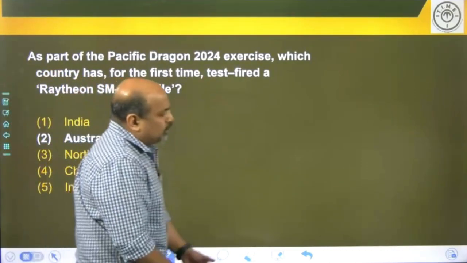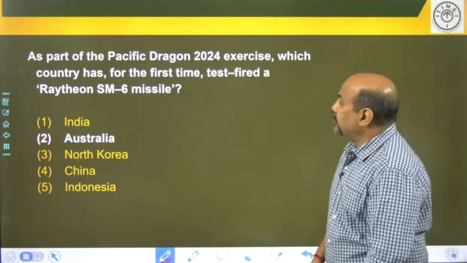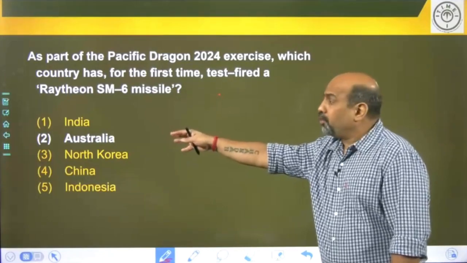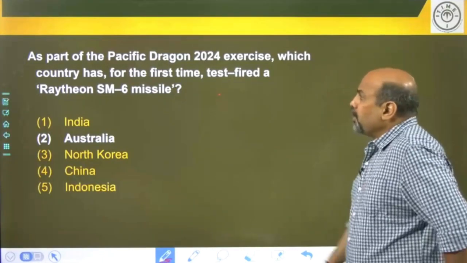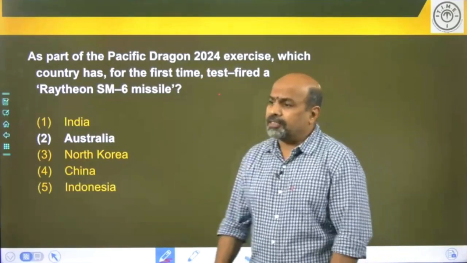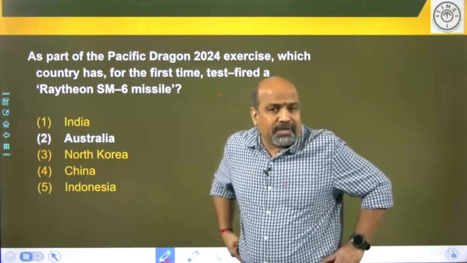As part of the Pacific Dragon 2024 military exercise, which country has for the first time test fired a Raytheon SM-6 missile? Raytheon is an American defense contractor company. This is Australia, my friends. Australia has an ongoing tussle with China, my friends.